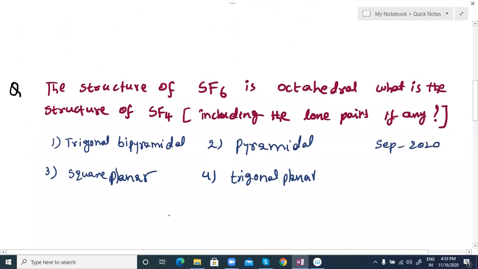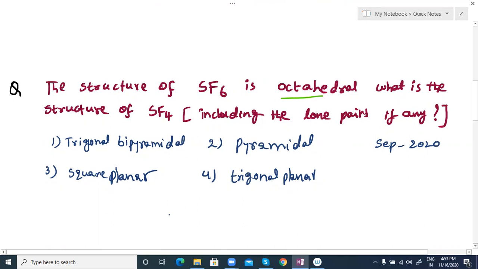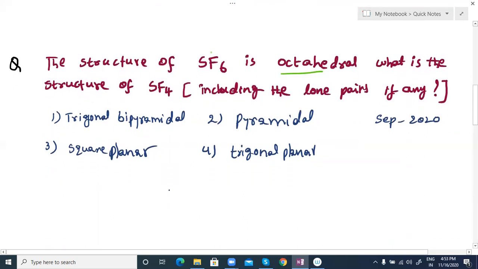The structure of SF6 is octahedral. What is the structure of SF4, including the lone pairs? SF6 is octahedral anyway, they have given it, so we don't need to think about this one. Then SF4 they have given. I can find the hybridization first. To calculate hybridization, we have different formulas. I am using a simple formula.